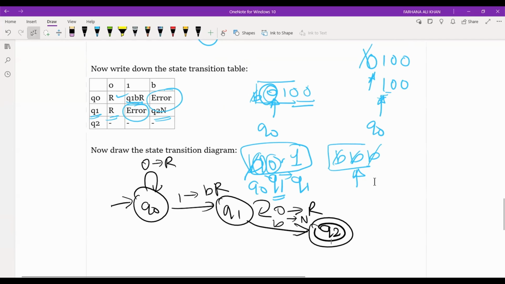So this is how we have designed the Turing machine for finding the log of a perfect power of 2 when n is in the binary number system. Hope you have understood the concept.